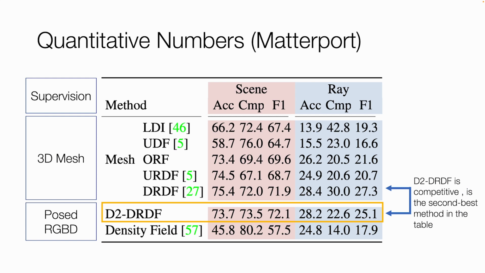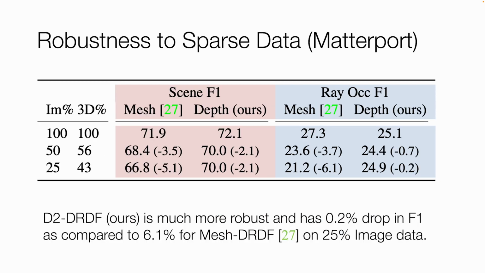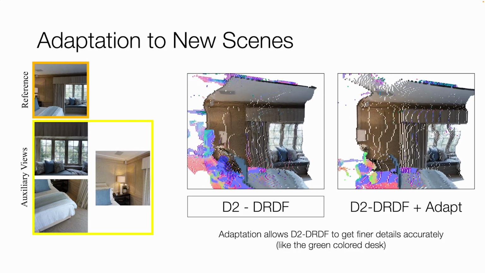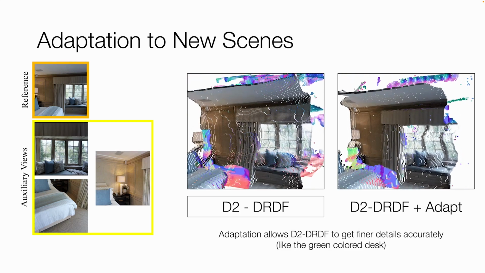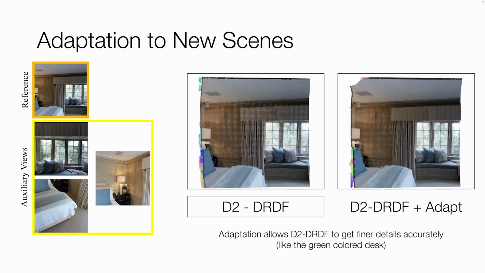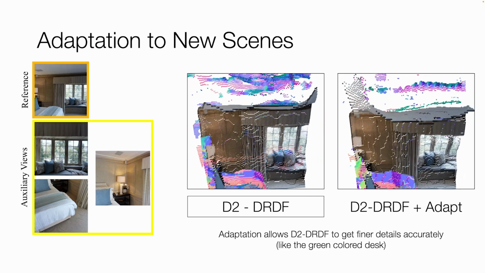Quantitatively, D2DRDF slightly outperforms Mesh DRDF on Scene F1 score and is second across the table on Ray F1 scores. We additionally perform robustness experiments to show that D2DRDF is stable when training with sparse views, additional details of which will appear in the paper. We show an ablation experiment where we adapt the D2DRDF model to a scene from the test set. The adaptation improves the quality of 3D reconstruction. More details are in the paper.